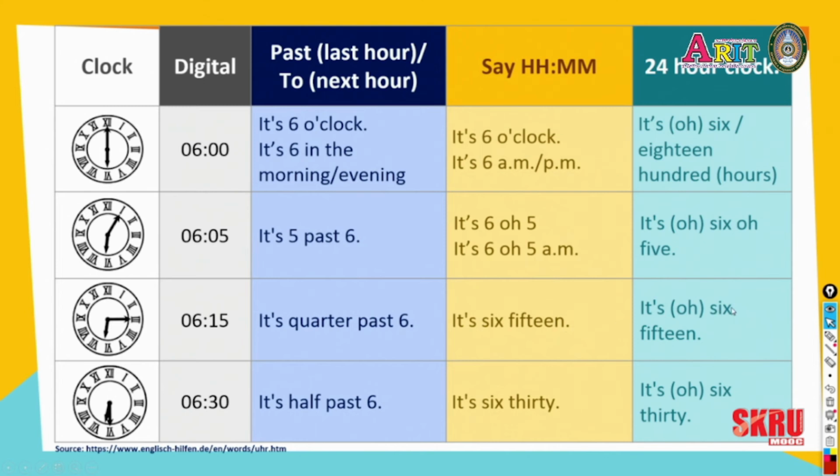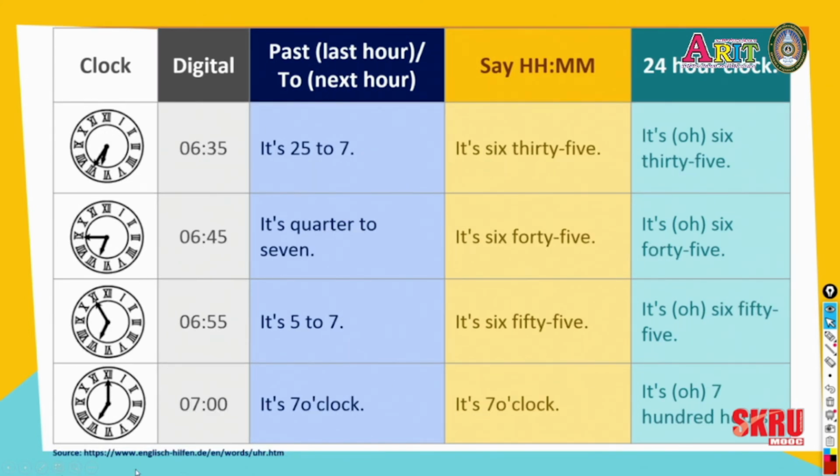It's 6:15, it's 6:15, it's 06:15, or it's 18:15. It's 6:30, it's 6:30, it's 06:30, or it's 18:30. It's 25 to 7, it's 6:35, it's 06:35, or it's 18:35. It's 6:45, it's 6:45, it's 06:45, or it's 18:45.